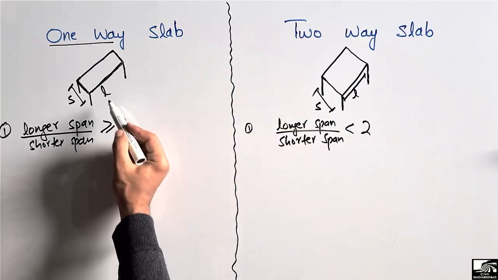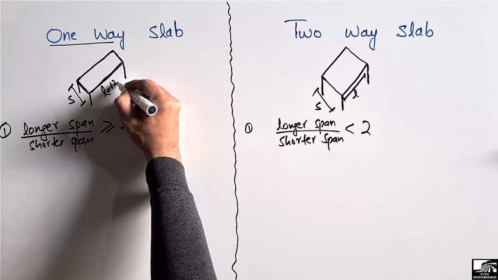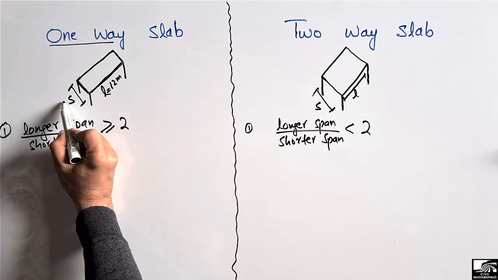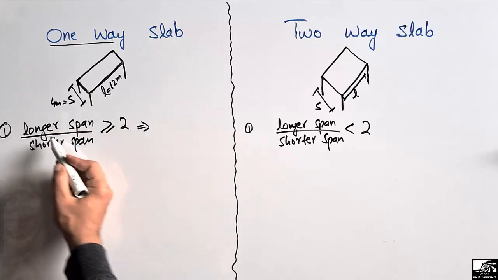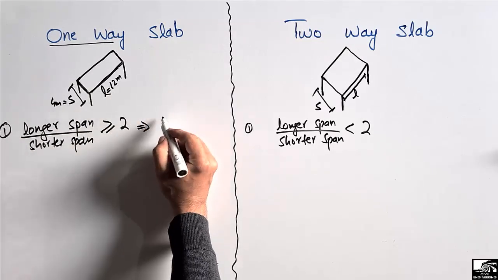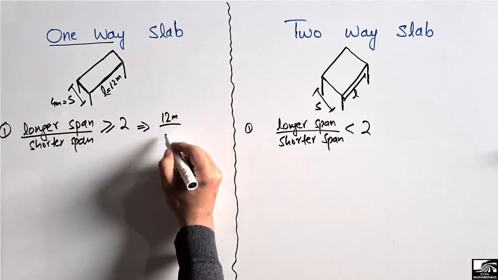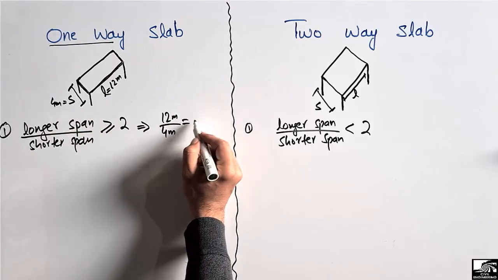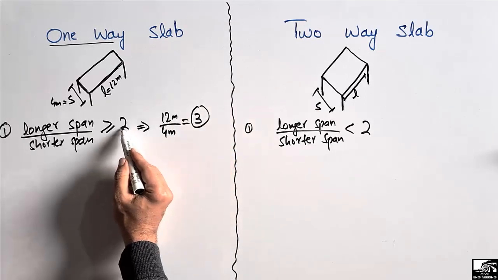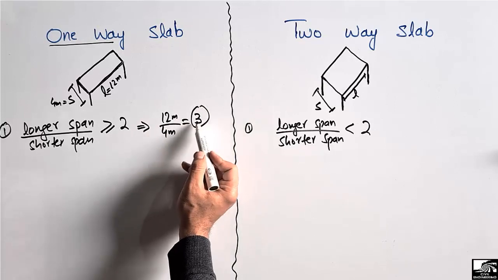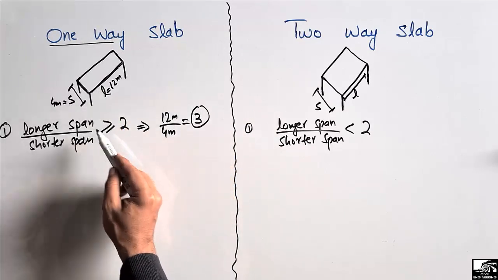Now let's suppose that this dimension L is 12 meters and this S is 4 meters. If I take the longer span, which is L, 12 meters, and divide by the shorter span, which is S, 4 meters, we get 3, which is greater than or equal to 2. So 3 is greater than 2, which means that this is a one-way slab.